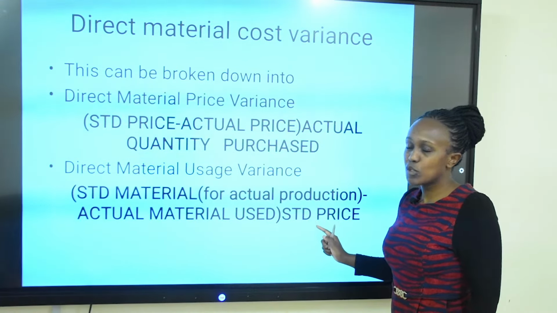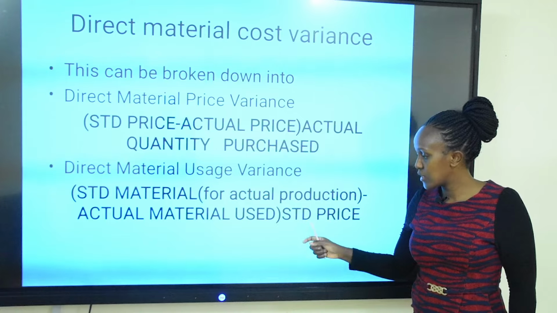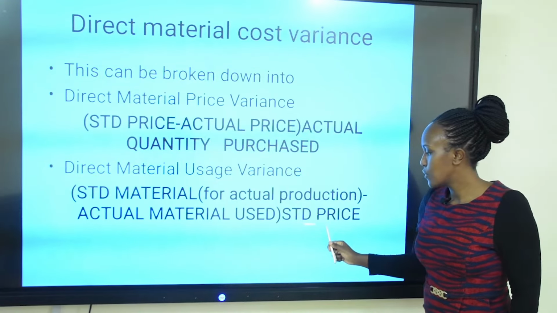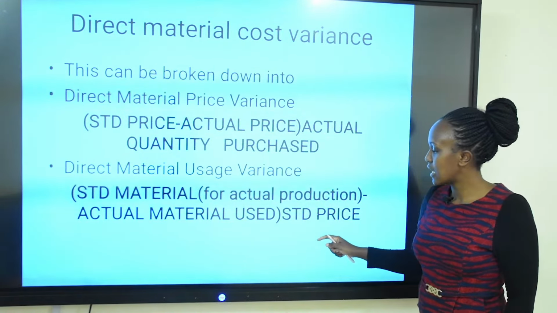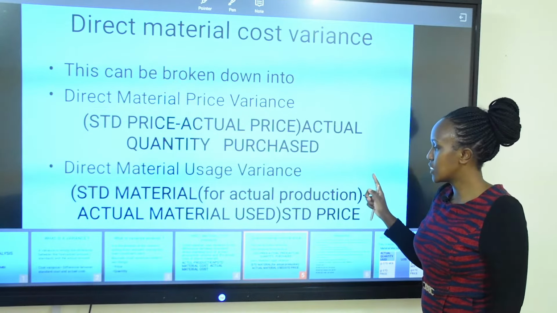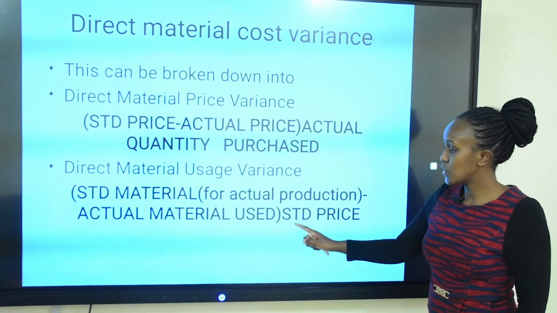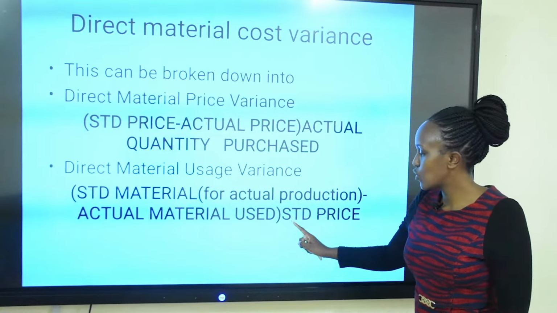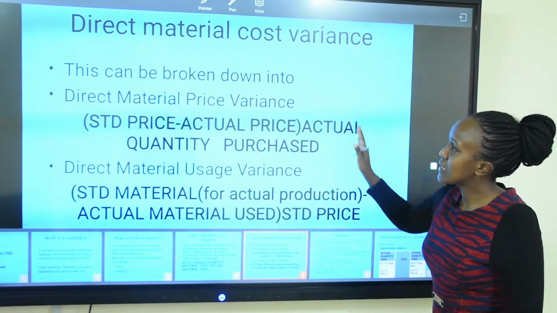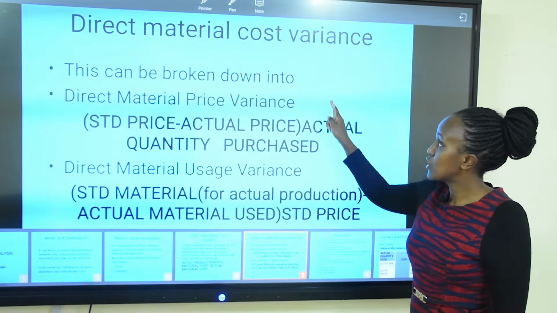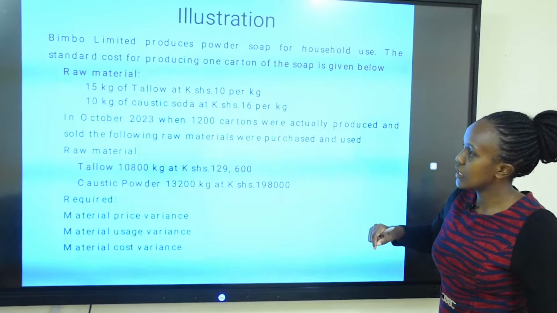But now, when we come to usage variance, we hold the price to be constant. So we usually use the standard price. We do not use the actual price because we want to differentiate the effect of price and quantity. So when you come to the quantity variances or usage variances, we hold price to be constant, so we multiply by the standard price. This is an explanation of these two formulas, but to understand them better, we would be able to do that by looking at a question.